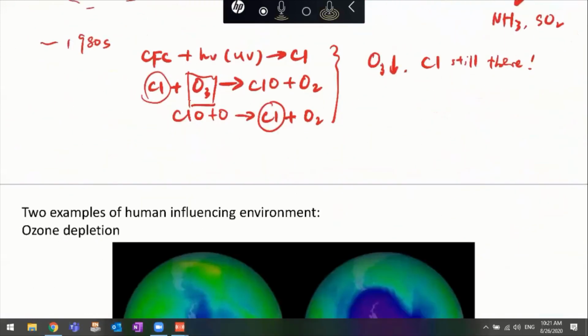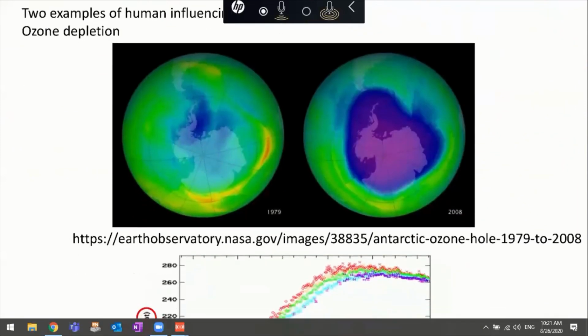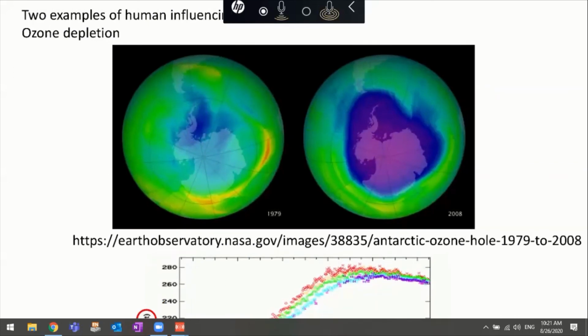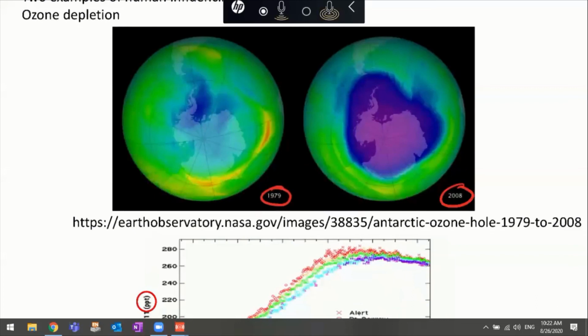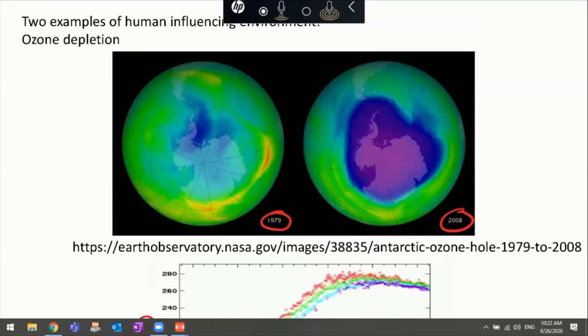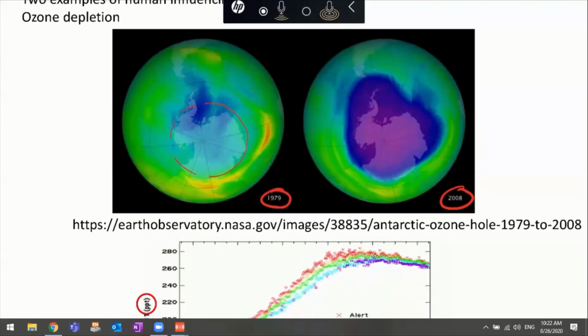But right now, what people are observing is that we're seeing this ozone hole mainly in the polar region. For example, here is a satellite image of the ozone concentration, basically comparing two different time periods: one at the end of the 1970s, and one in 2008. So this is looking at the Antarctica region, right? This is the ozone concentration. You can see that around 40 years ago, the ozone concentration here is still pretty high. But 10 years ago, we're seeing this large ozone hole here.